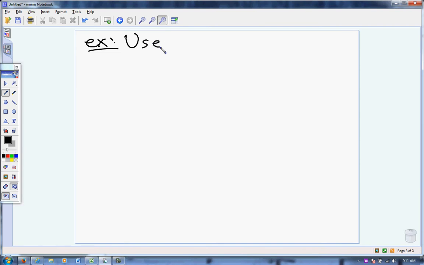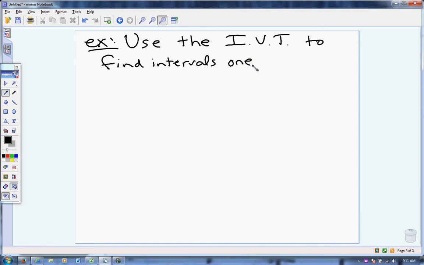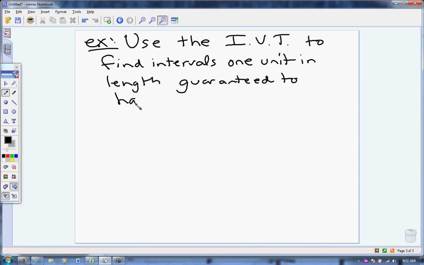Your homework tonight, they're going to say, use the intermediate value theorem, and I'm going to abbreviate with IVT. Use the intermediate value theorem to find intervals 1 unit in length guaranteed to have a 0.